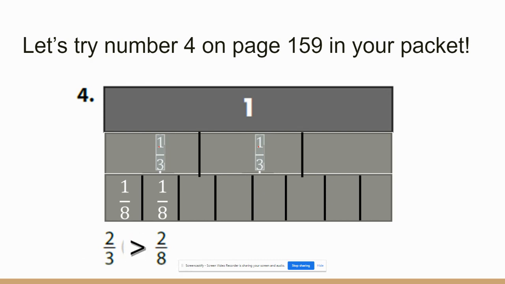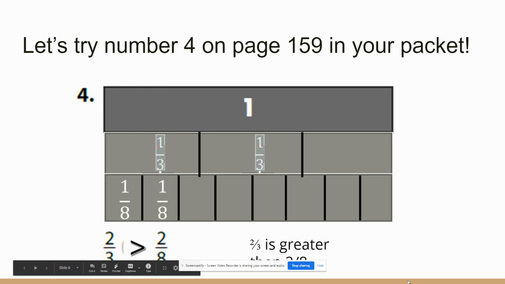If you chose the greater than symbol, then you're absolutely correct. How would we read this statement? We would say that 2/3 is greater than 2/8. Look at the model again. 2/3 of the whole is greater than 2/8 of the whole. So now you're ready to work on the rest of the problems on page 159 all by yourself.